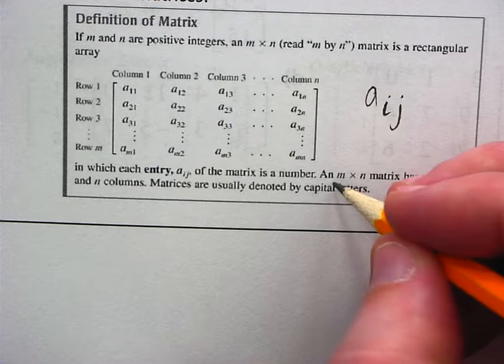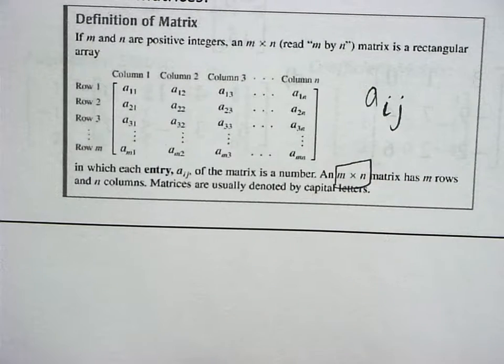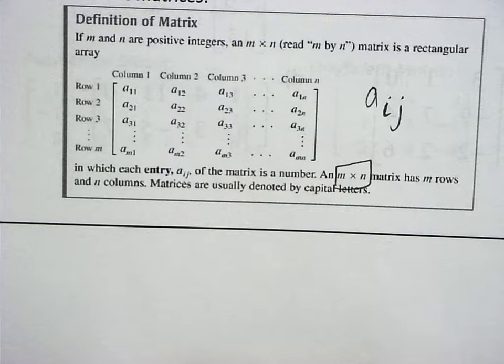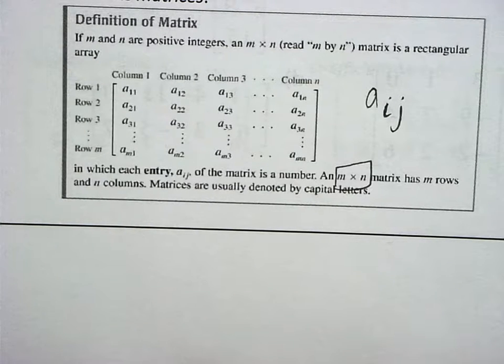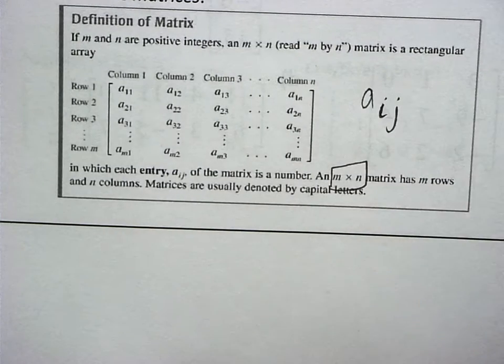Not A23, nope. So then, M by N also describes what's called the order of the matrix, or I honestly think of it as the dimensions of the matrix. The book will refer to it as the order. So M is the number of rows, N is the number of columns.